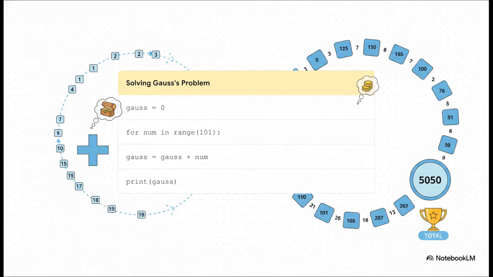And here it is, the beautiful 4-line solution. First, we make a variable, gauss, and set it to 0. This is going to hold our total. Then the loop, for num in range(101). Now, why 101? Well, remember, we want to include the number 100, and range always stops one number before what you tell it. So range(101) gives us numbers 0 through 100. Inside, we just say gauss equals gauss plus num, which just means take the current total and add the new number to it.